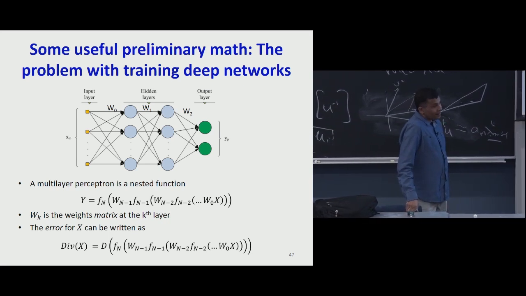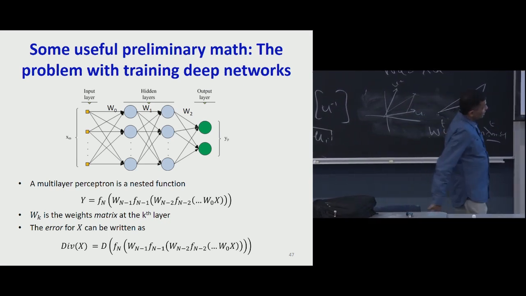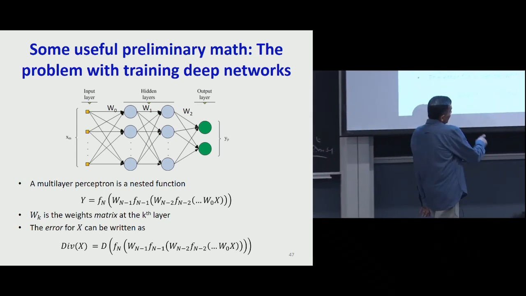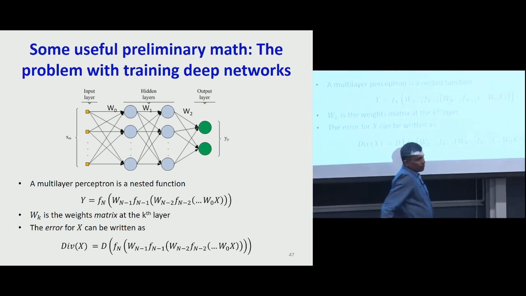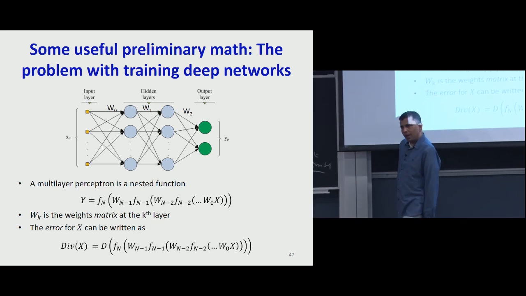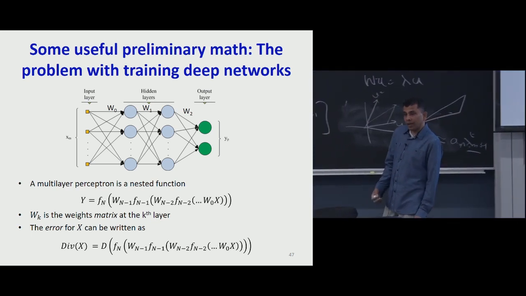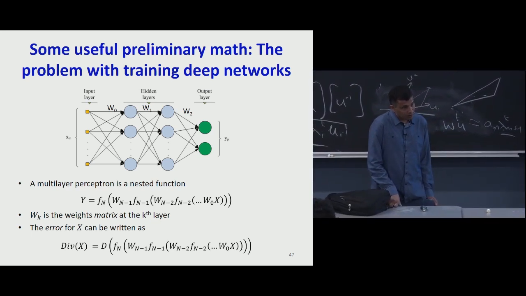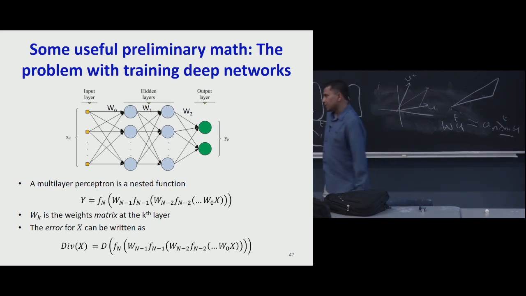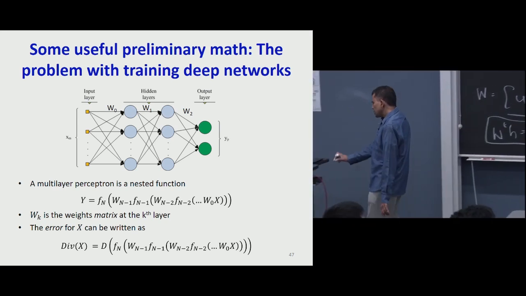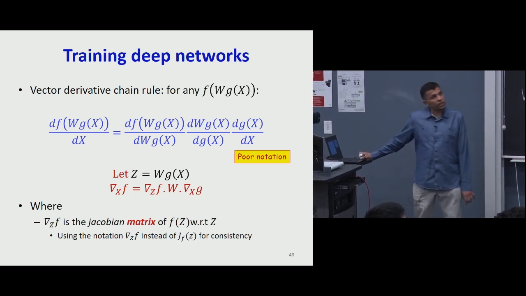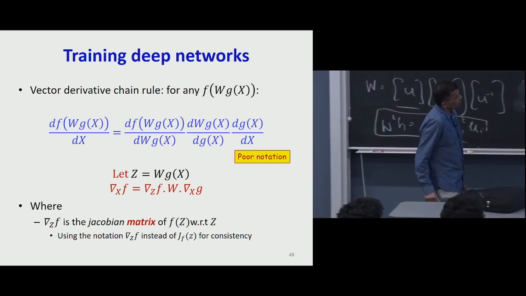And the error, the divergence, in turn is a function of y, so the divergence too is just this long nested function. We know how to deal with the derivatives of nested functions. You're going to use the chain rule, correct? Let's see how this works. In general, this notation is horrible. I should really be using vector notation on top.